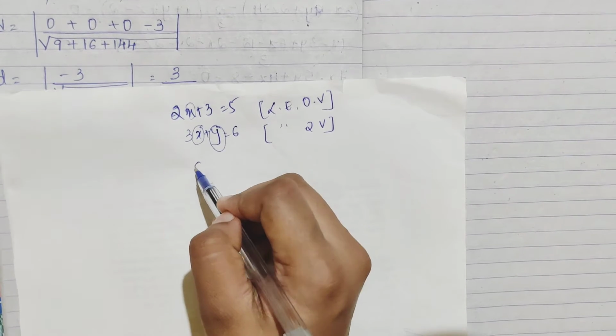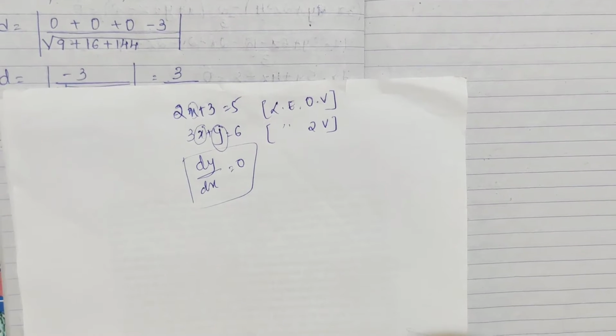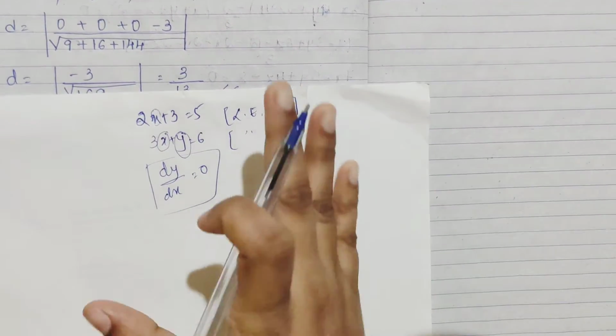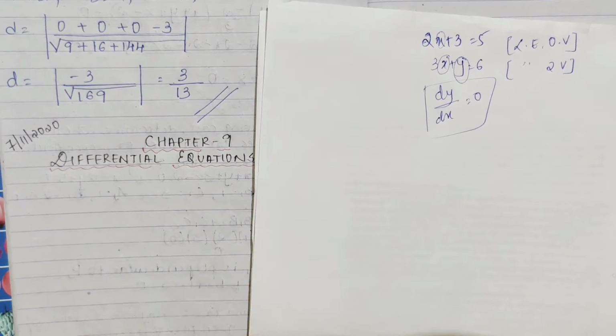If you have dy by dx equal to 0, even this is an equation. So generally, basically, having a right hand side and a left hand side is called an equation. Now here it is a differential equation.